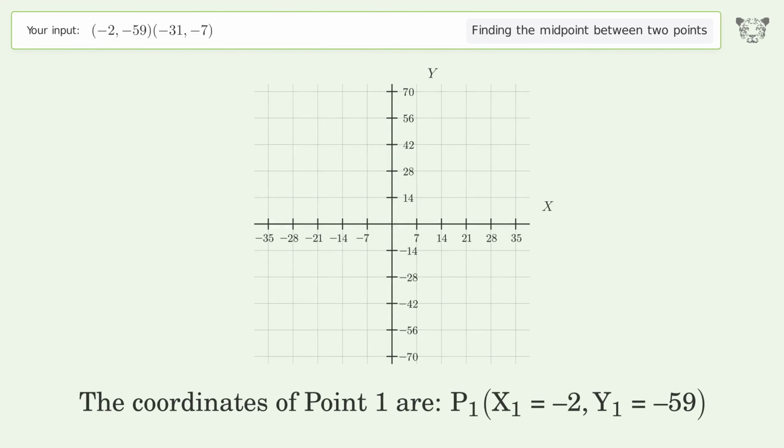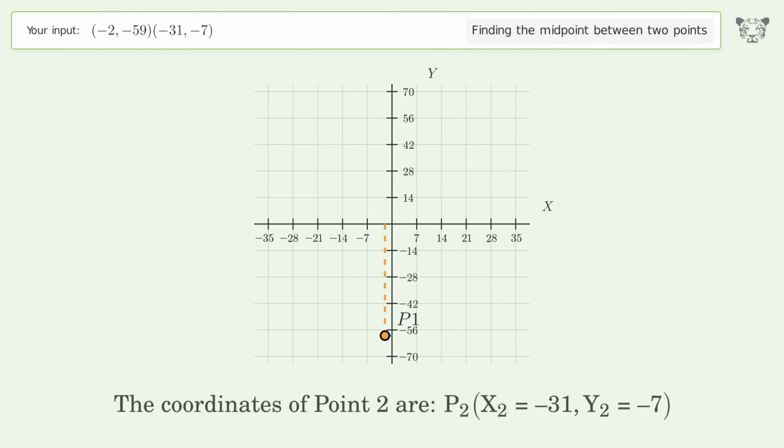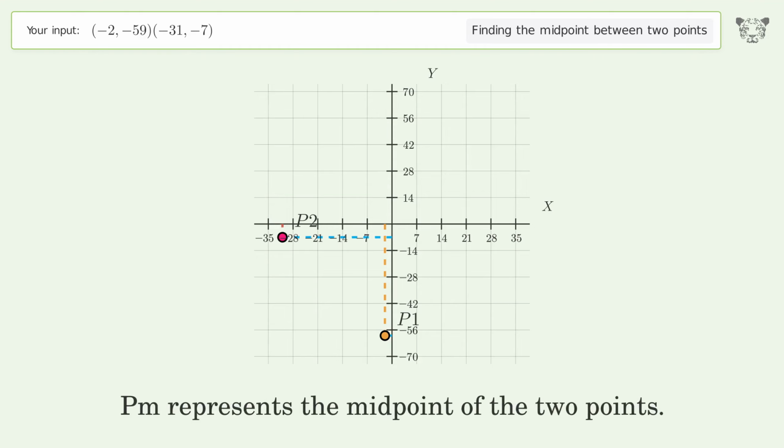The coordinates of point 1 are, x1 equals -2, y1 equals -59. The coordinates of point 2 are, x2 equals -31, y2 equals -7. PM represents the midpoint of the 2 points.